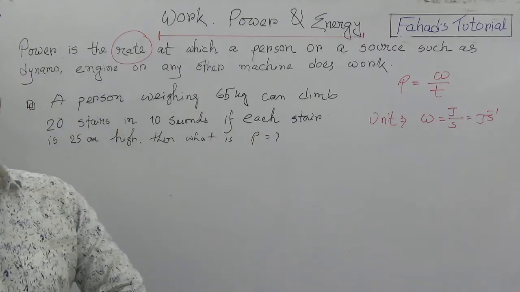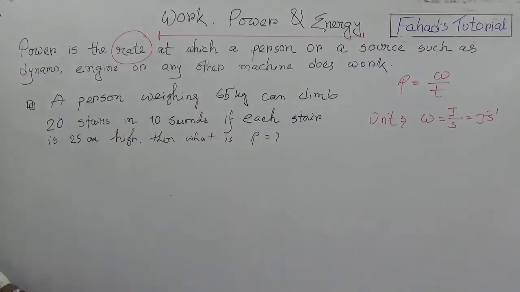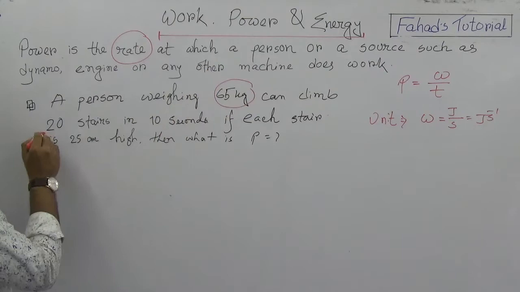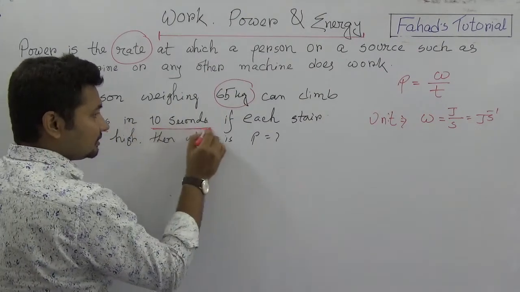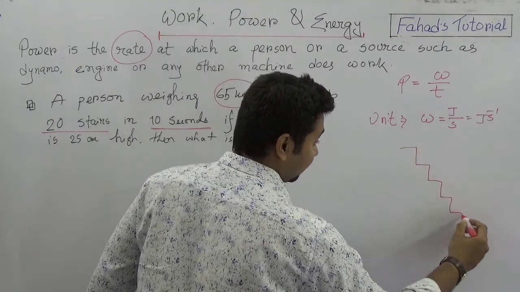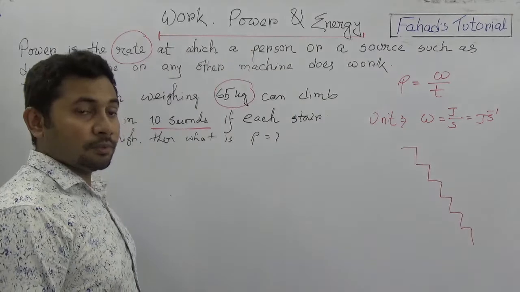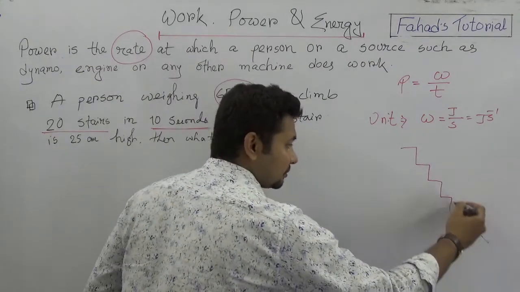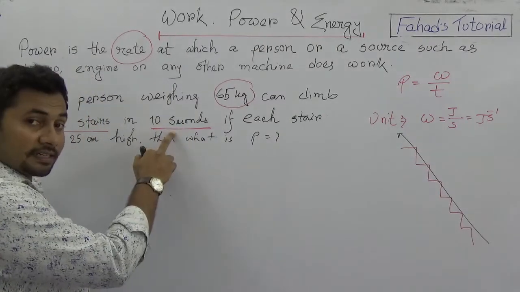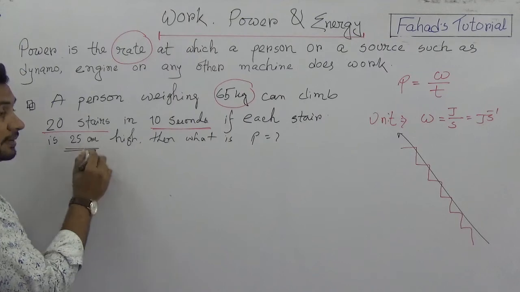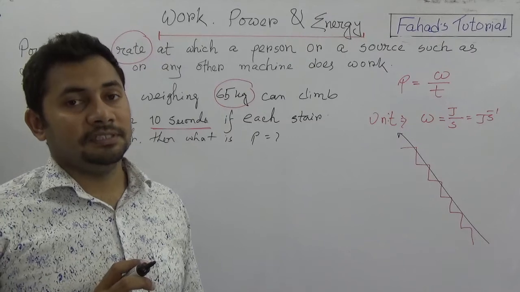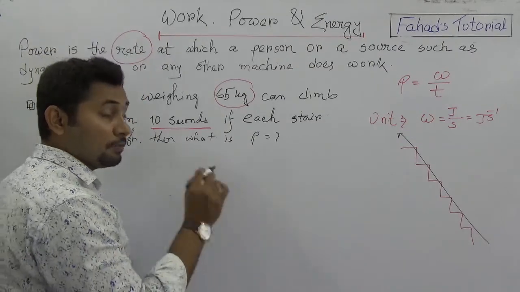So if this is a question like that, somebody weighing 65 kilogram can climb 20 stairs in 10 seconds. Very important: somebody is going upwards, and it can climb 20 stairs in 10 seconds, and each stair is 25 cm high, then what is the power of that person? So if this is the question, we need to know what's given.